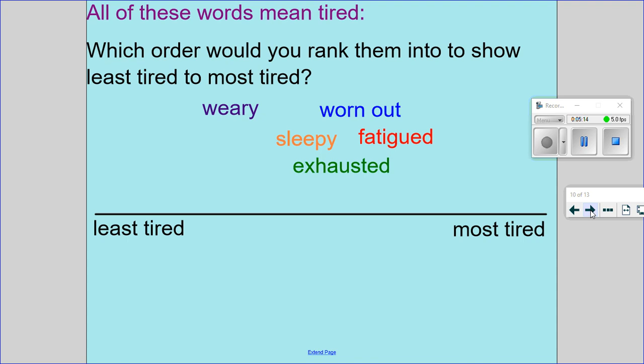So before we move on to our questions, what I'd like you to do, just a quick vocabulary task, is order these and rank them to show the least tired to the most tired of what you think. Now, there's not going to be one perfect answer for this, so just have a think. What do these words mean? Which one shows the least tired and which one's the most tired? So we have weary, worn out, sleepy, fatigued, or exhausted.